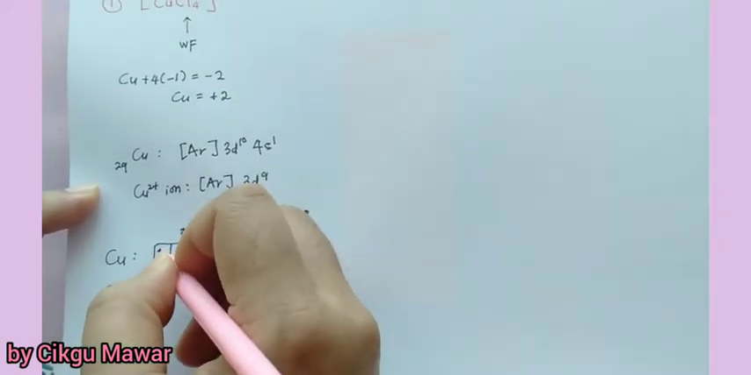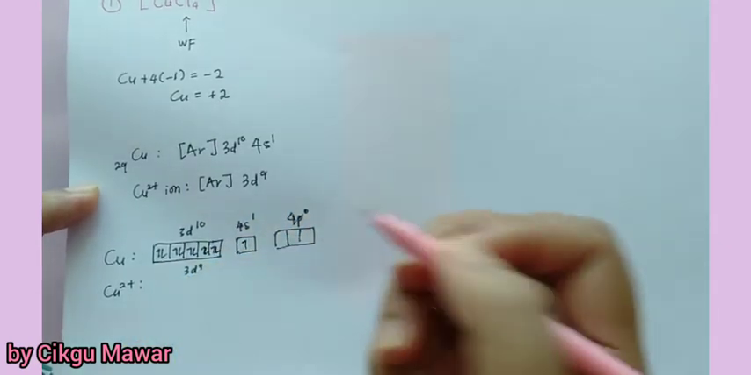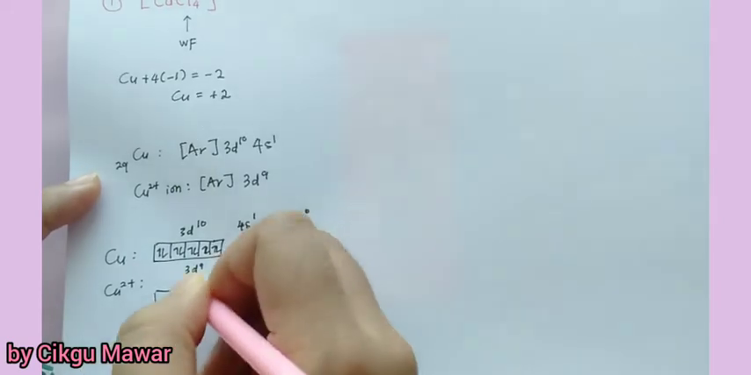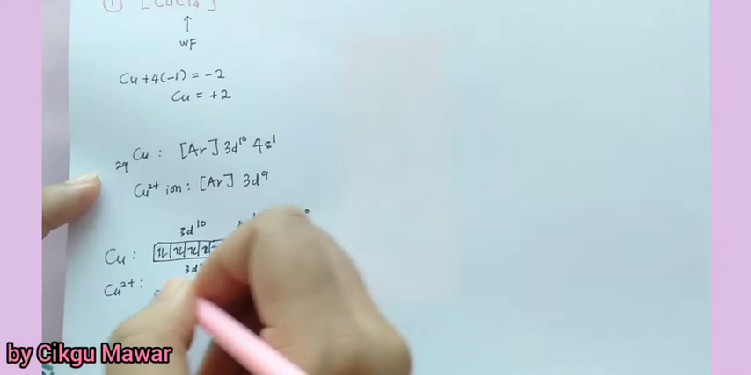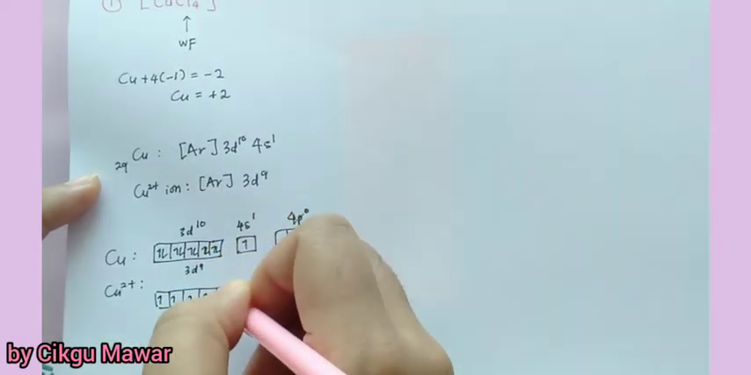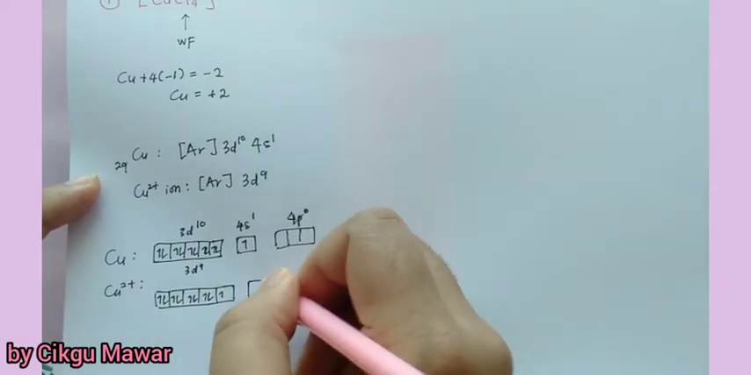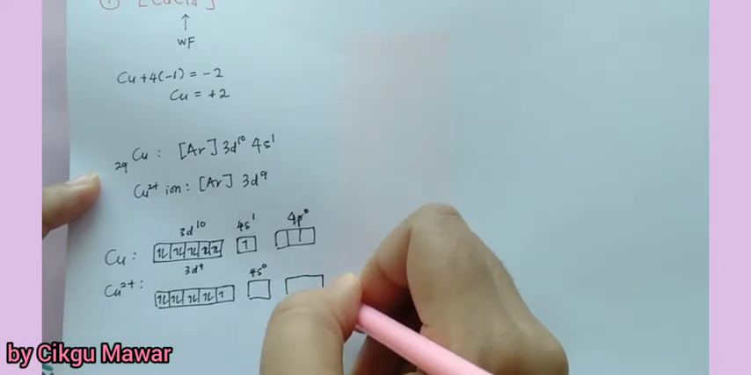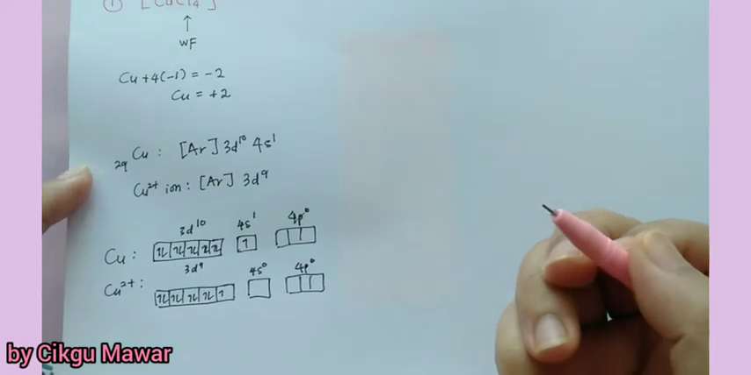First I fill up 3d10 and 4s1. Now for 3d9: 1, 2, 3, 4, 5, and then 6, 7, 8, and 9. It also has 4s, but with zero electrons. It also has 4p, but 4p has zero electrons.